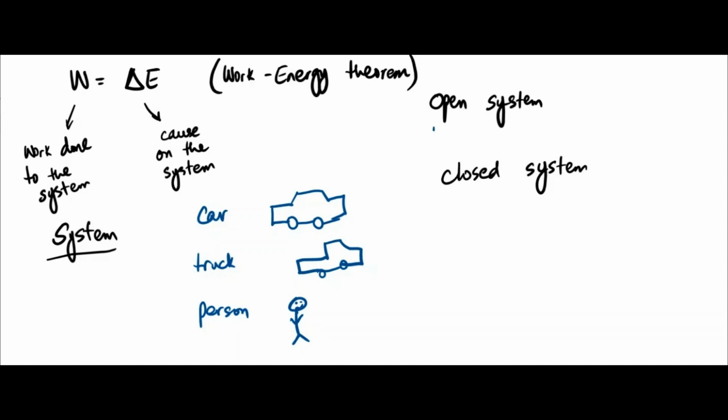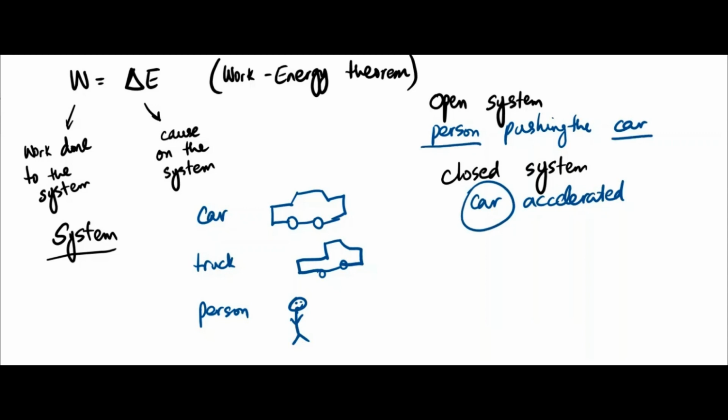I'm going to just define what I mean by open system. Let's say we have a person that is pushing the car, and in this scenario you can see that there are two things involved. Or you can consider a system where a car is being accelerated from a person sitting inside the car. So that's a closed system. Whereas the open system, we have two objects involved in some change in the energies.